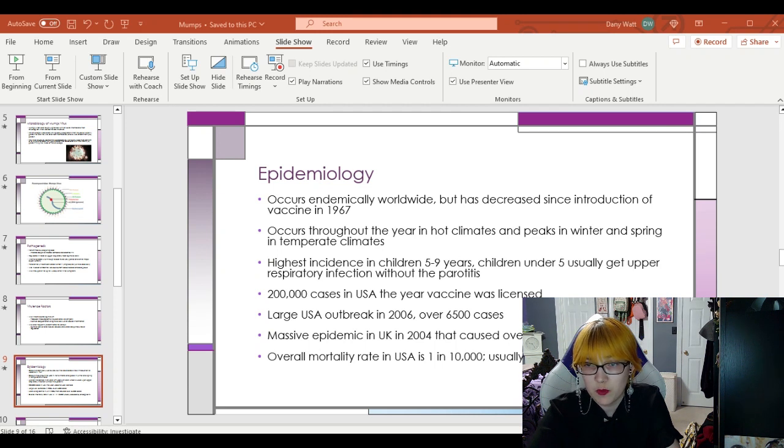Probably the biggest outbreak in the USA since then was in 2006, where there were over 6,500 cases. And there was also a really huge epidemic in the UK in 2004 that was over 56,000 cases. That's way big. And then as far as mortality rate in the USA, it's a 1 in 10,000 mortality rate, and it's usually caused by that encephalitis. So if you do die from it, it's usually because of that brain tissue damage.